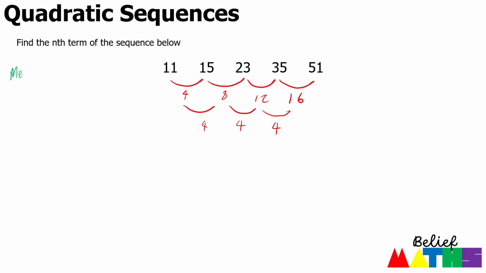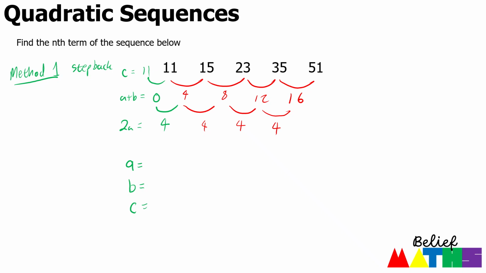So, method 1, I'm going to call step back. So, we're going to take one step backwards, which gives us 4. 4 take away 4 is 0, and that take away 0 is 11. And then we have to remember the following three things. This is 2a, this is a plus b, and this is c.